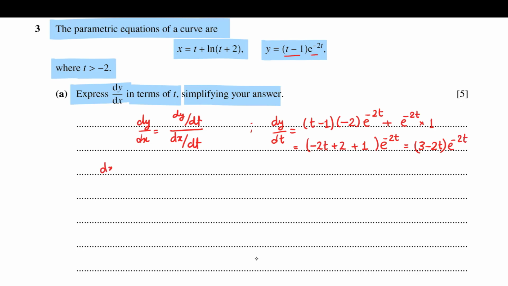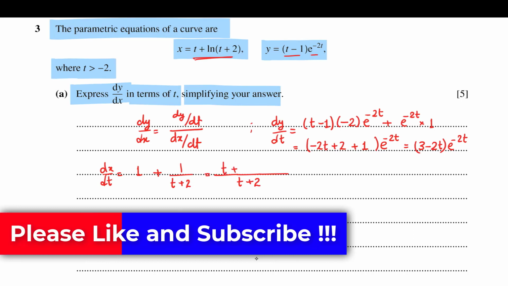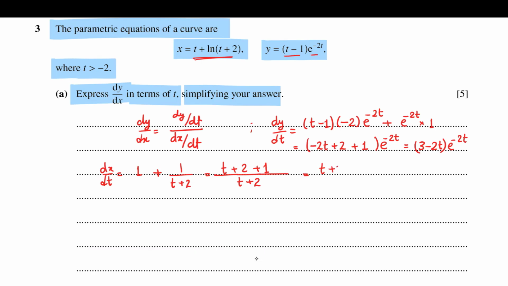Similarly dx over dt, the differentiation of x with respect to t: t differentiation is 1, ln differentiation means 1 over t plus 2, and by chain rule we multiply by the differentiation of t plus 2, that is 1, so it will not make any difference. We take denominator t plus 2 common, and then we are left with t plus 2 plus 1, which is t plus 3 over t plus 2.